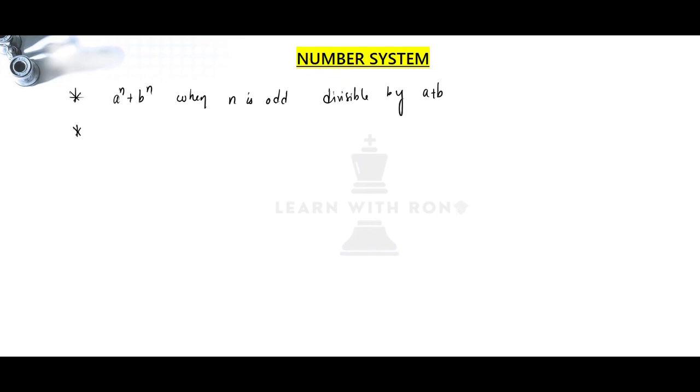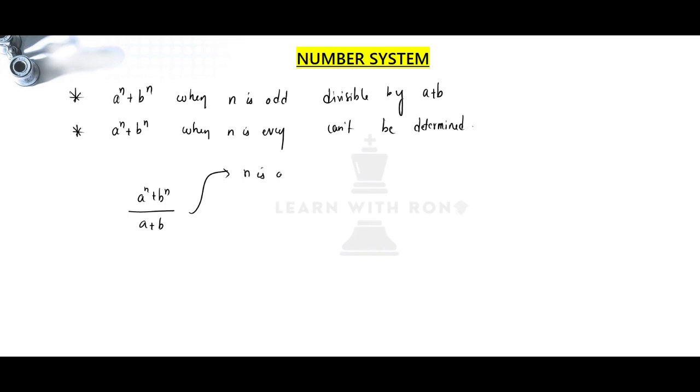And the next statement is, the same number a power of n plus b power of n, in the case when n is even, can't be determined. I'll explain. Now see a power of n plus b power of n. When this number is divided by a plus b, let's see both cases. The very first case is when n is odd.